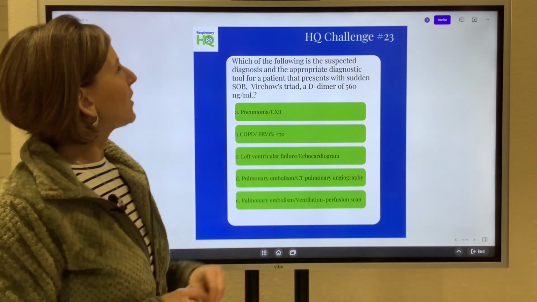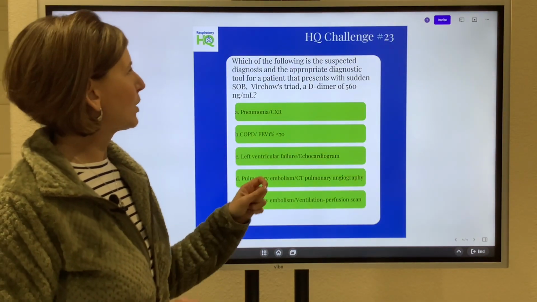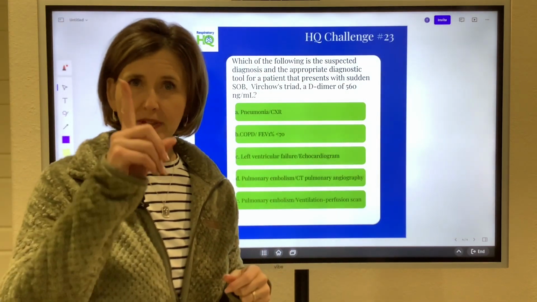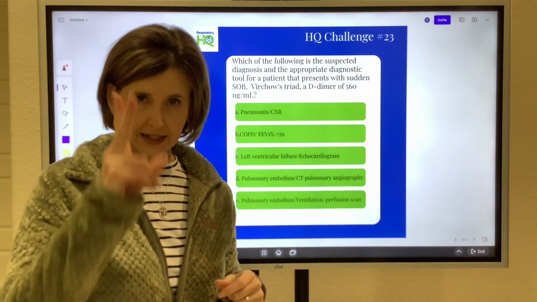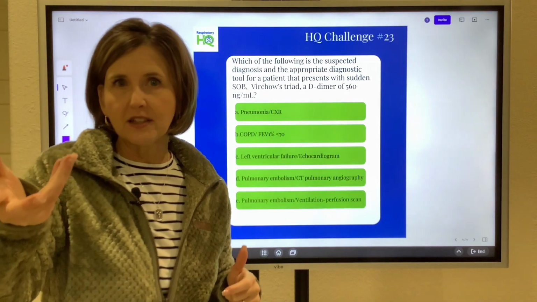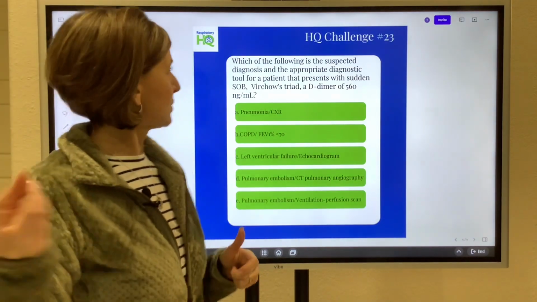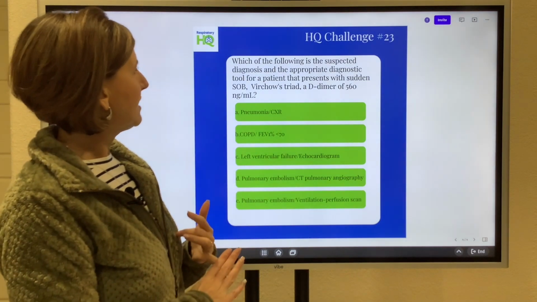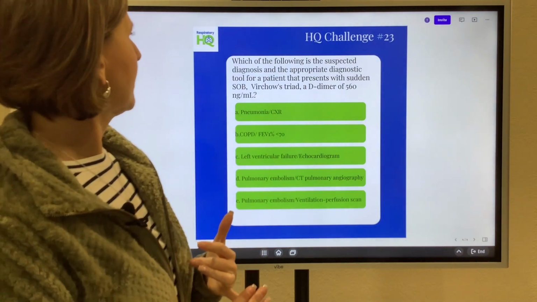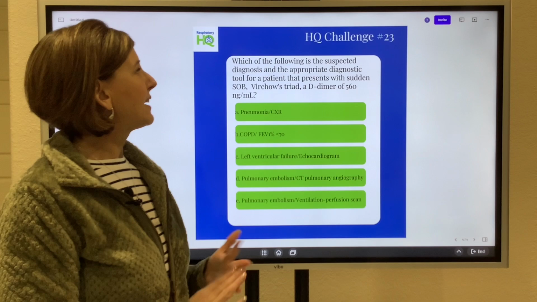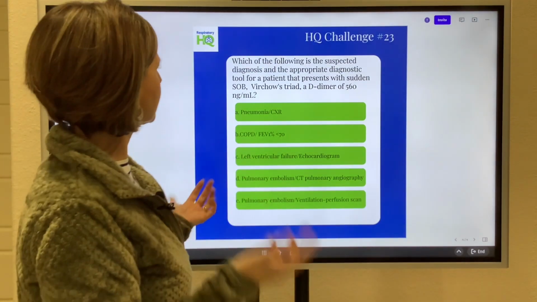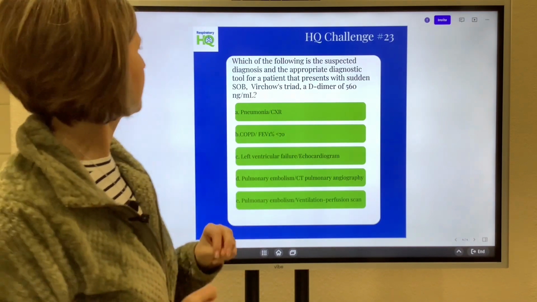Okay, which of the following is the suspected diagnosis and the appropriate diagnostic tool? So we're coming up with the diagnosis, or the disease process, if you will, as well as how to diagnose it for a patient that presents with sudden shortness of breath, Virchow's Triad, and a D-dimer of 560. All right, so let's just pick this apart to figure out what we think it might be.